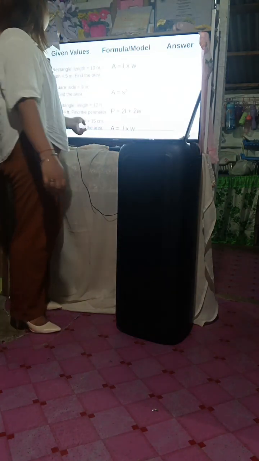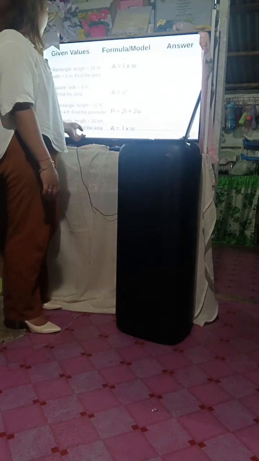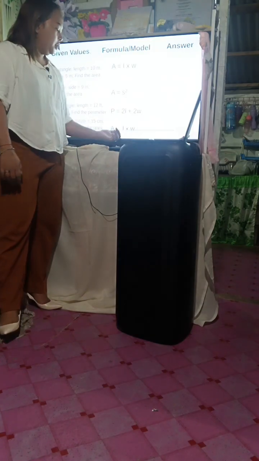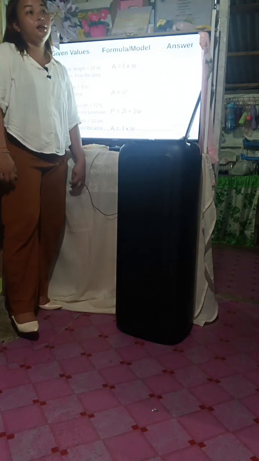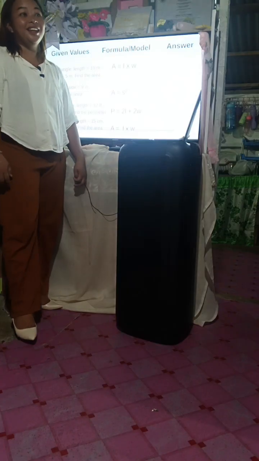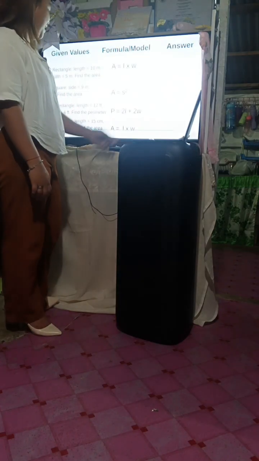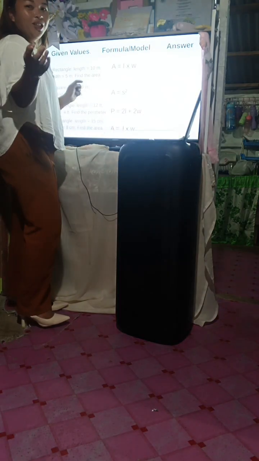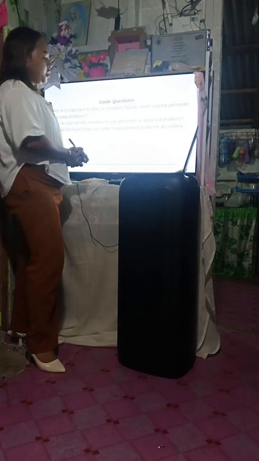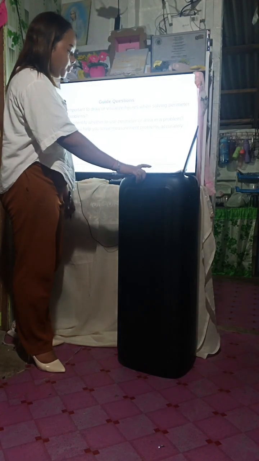So number 5, rectangle. We have the length of 15 centimeters and the width of 8 centimeters. Find the area. Area is equal to length times width. 15 times 8. What's the answer? So, that is correct. Now let's proceed to activity number 2.